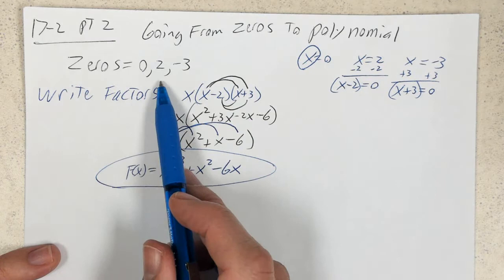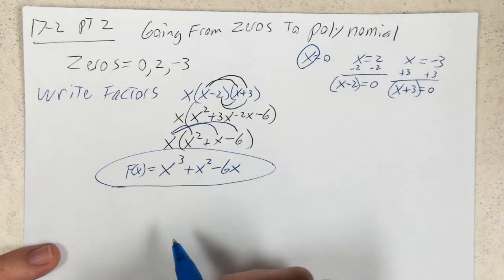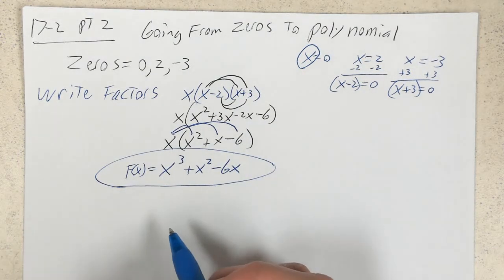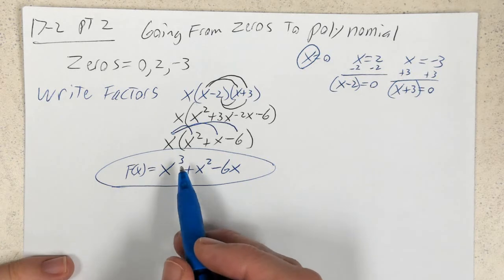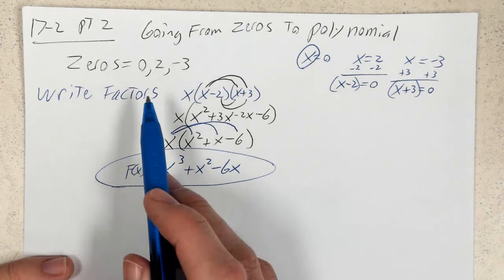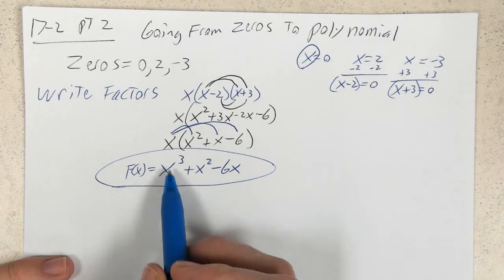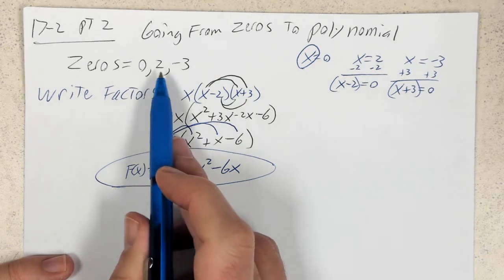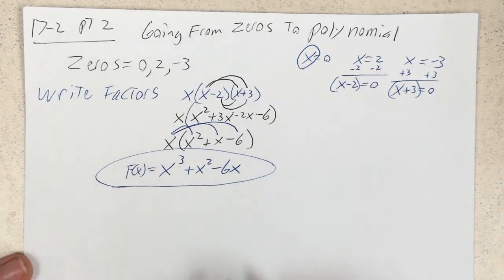It has 3 zeros, and it's a third degree function. So that fits with the fundamental theorem of algebra, that however many degrees it is, that's how many zeros and factors it will have. 3 degrees, 3 zeros.